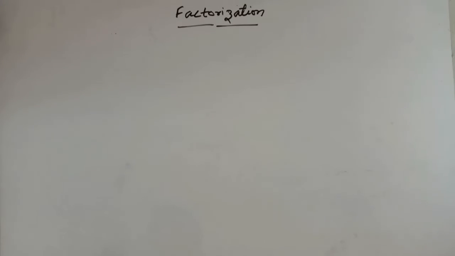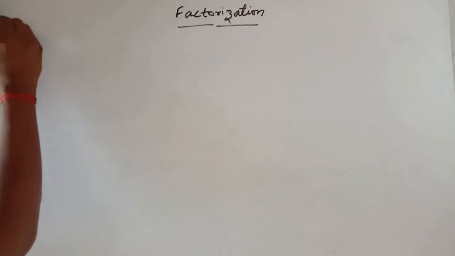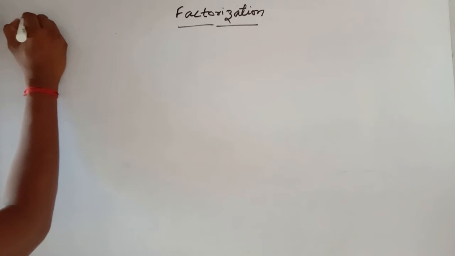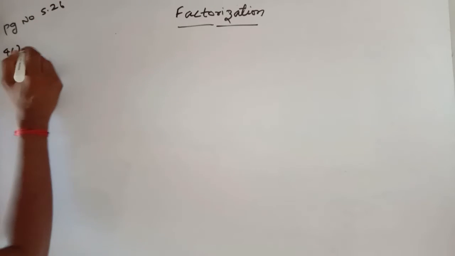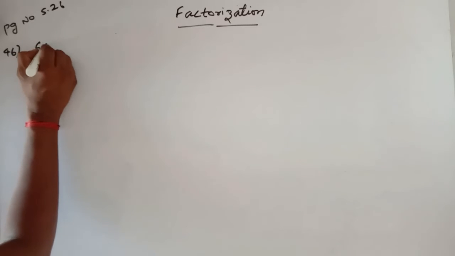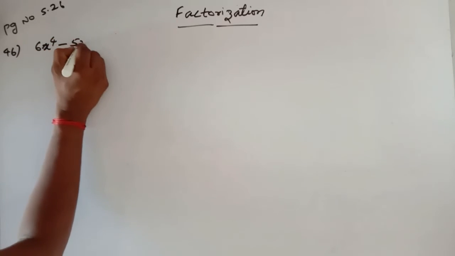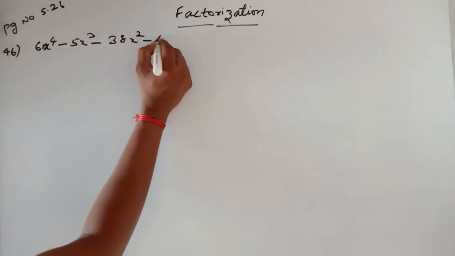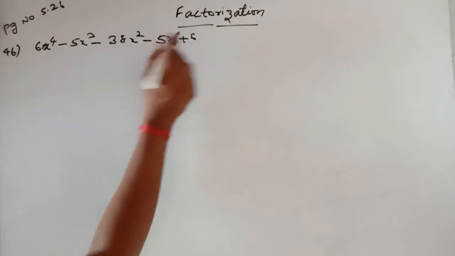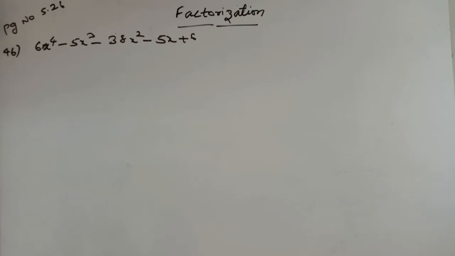Children, next is if the terms are not cube, that means the power is more than 3, then we'll go for the long division method or synthetic method. Factorize the next question, that is page number 5.26, question number is 46th. Factorize 6x to the power of 4 minus 5x cube minus 38x square minus 5x plus 6. I need to do the factorization.